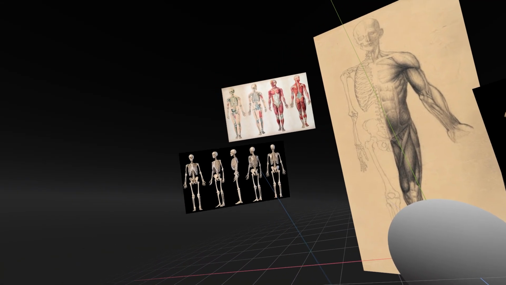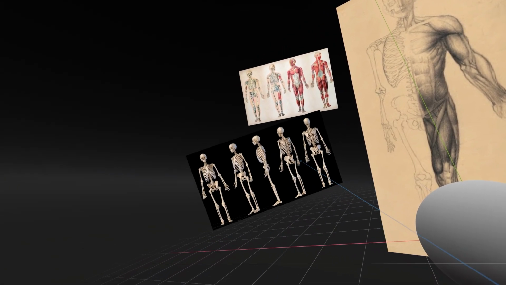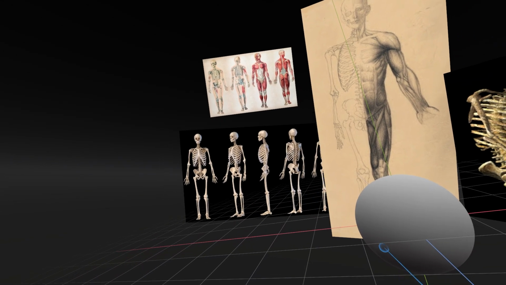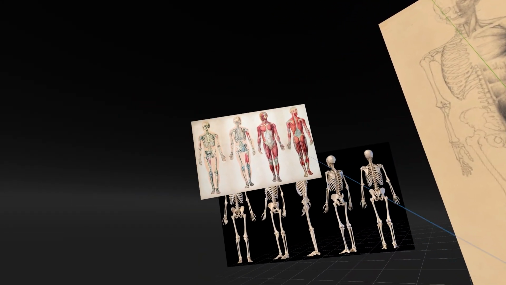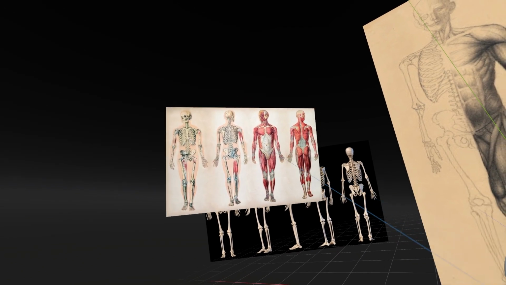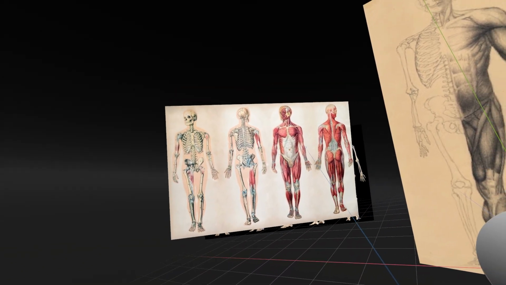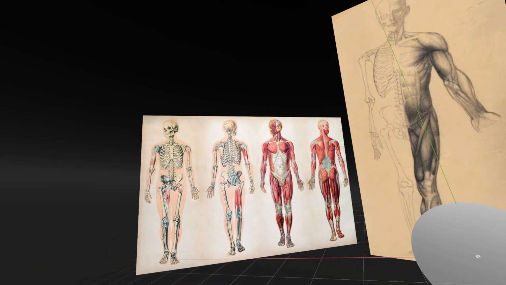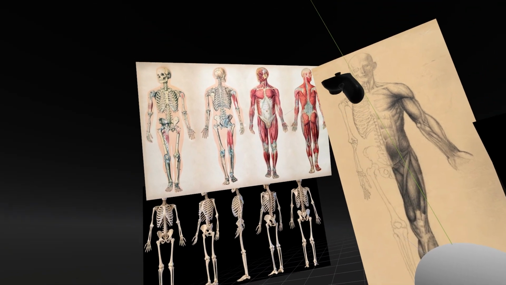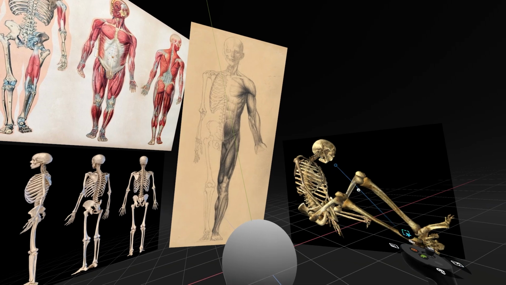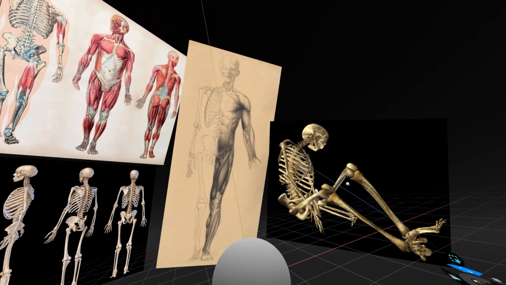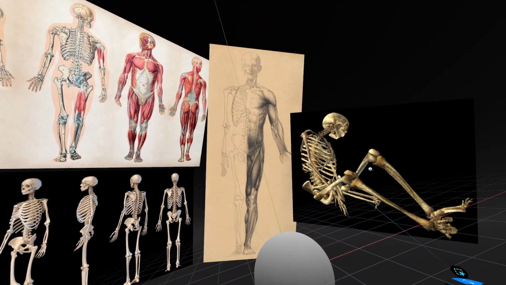You can also import reference images to use as visual guides while sculpting. Supported formats include PNG and JPEG. PNG images also support transparency. To add a reference image, go to File, Add Image. Once placed in the scene, reference images can be locked or adjusted using the context menu on the primary controller.